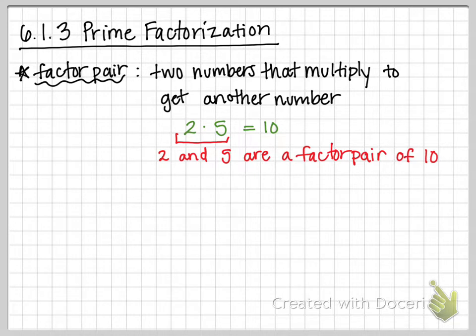What's another factor pair of 10? What's another factor pair of 10, Sam? 1 and 10. Very good. 1 and 10 and 2 and 5. Those are the only factor pairs for 10.